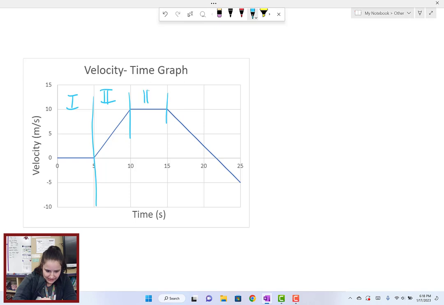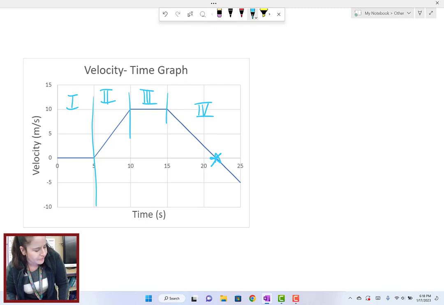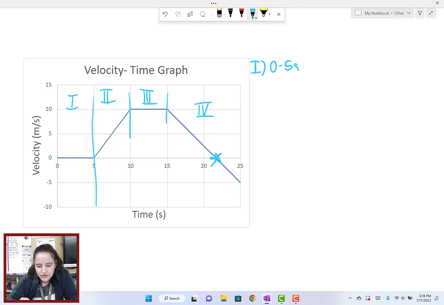So let's go ahead and segment this graph off and start to go through the analysis. I'm just segmenting it off by sections of the graph. We have that 4. And then I'm going to put a little star right here because when it crosses that x-axis, that zero velocity, something important happens. So let's go ahead and start going through it. Again, the best way to read these graphs is to read it from that y-axis.